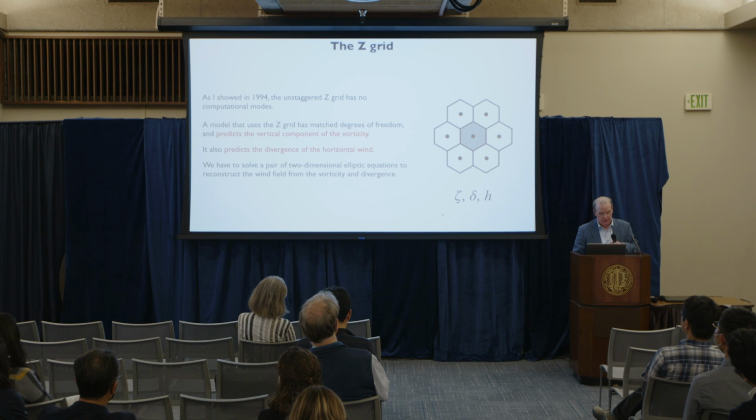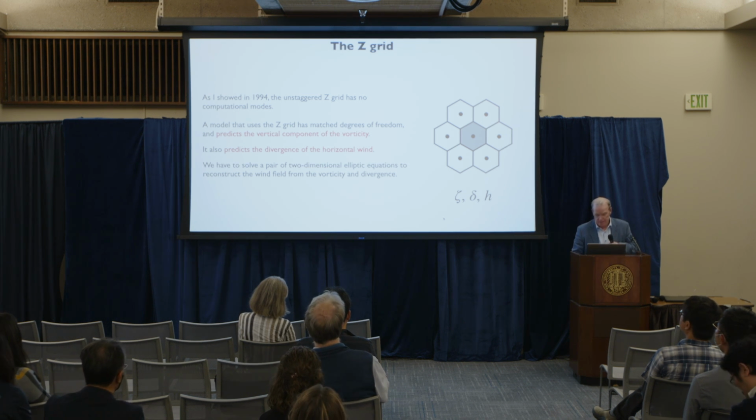But the problem is we still need to know the wind. It's not enough to know the vorticity and divergence because we have to advect things. So to get the wind, we have to solve a pair of two-dimensional elliptic equations on each model level. And that can be done, but it's a complication. And so I'll come back to this.